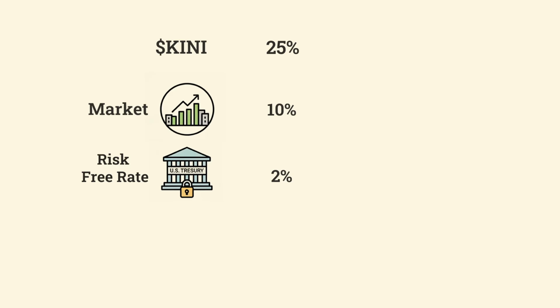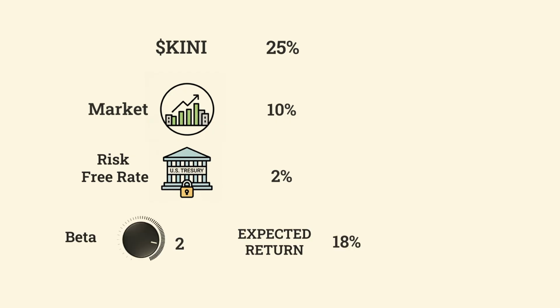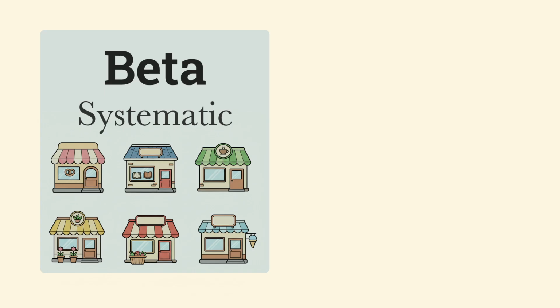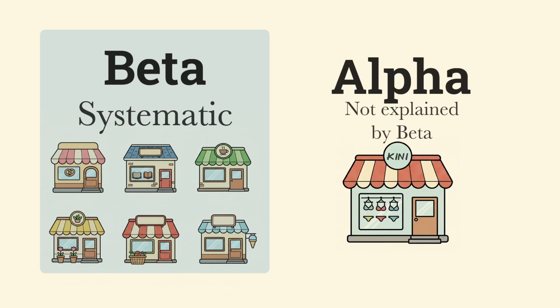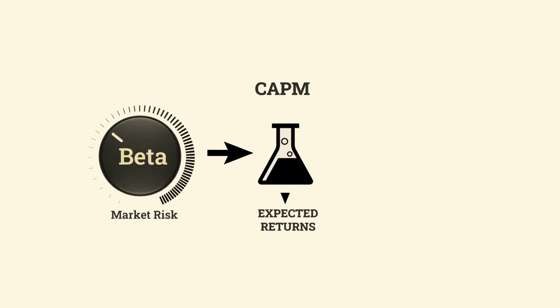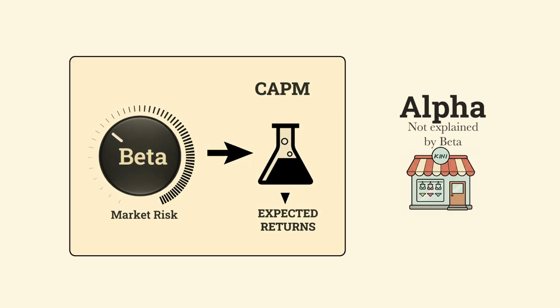Take a stock that returned 25% in a year when the market returned 10%, and the risk-free rate was 2%. That looks impressive, but if the stock has a beta of 2, its expected return was already 18%. The actual outperformance, the alpha, is only 7%. Beta explains the systematic part. Alpha is what's left after you've accounted for it. It's the return that can't be explained by market exposure. So to recap, beta measures how much market risk a stock carries, and CAPM turns that into an expected return. Alpha is then what's left over, the part the market can't explain.